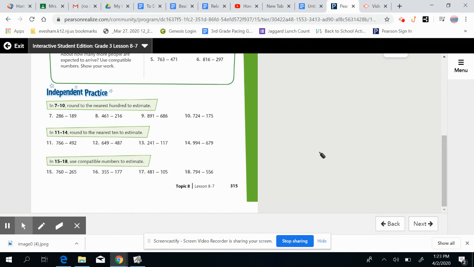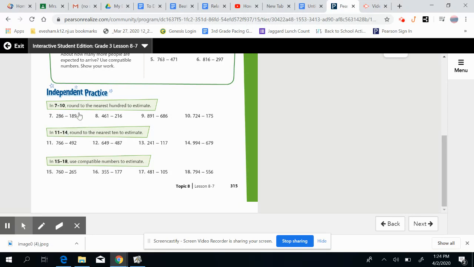So I have number 7, 286 subtract 189. Boys and girls, we're working on estimating differences today. Remember what a difference is. Difference is the answer to a subtraction problem. Sum is the answer to an addition problem. So we're estimating differences: we're rounding and then we're subtracting.